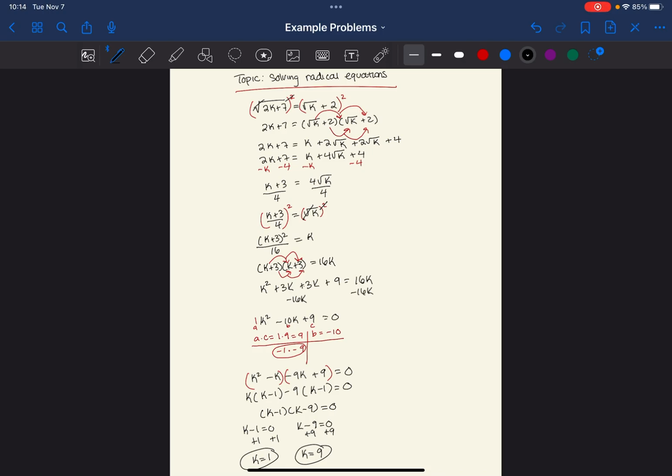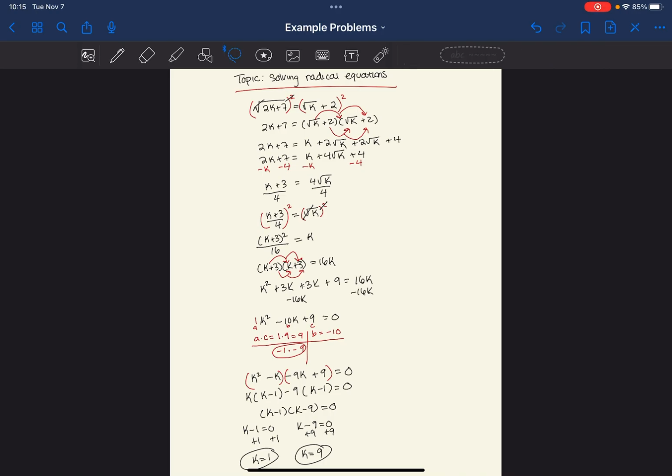However, since I have these radicals in here, it's always safe to check my work. And so I'm going to check my work by plugging in 1 for k, and then plugging in 9 for k. And if I get a true statement for both, then they are indeed my correct answers. Okay, so let's go ahead and do the check.